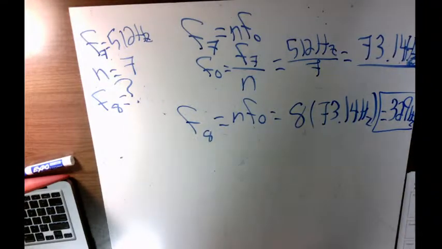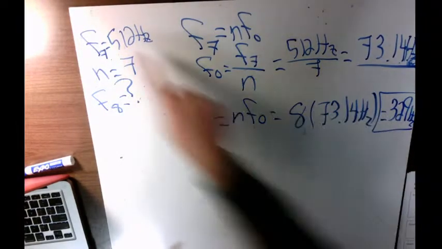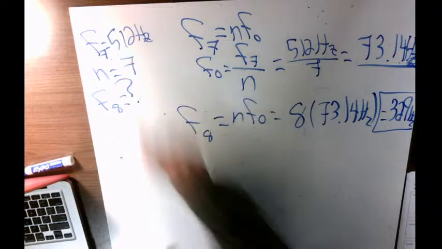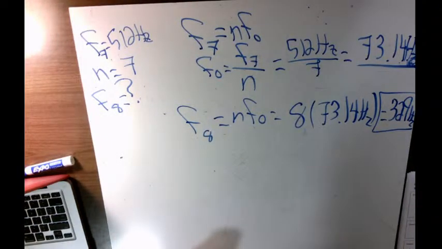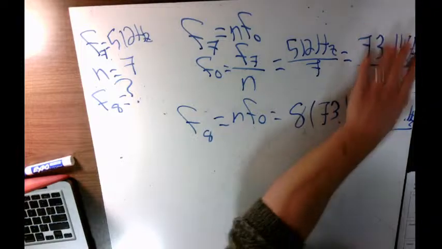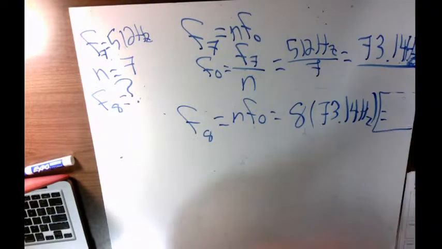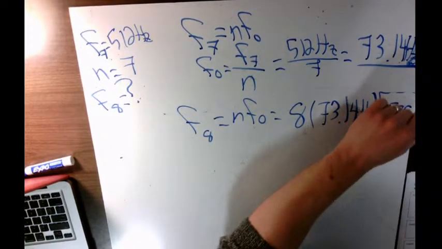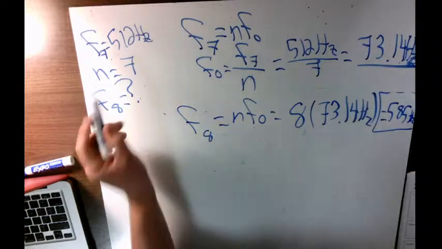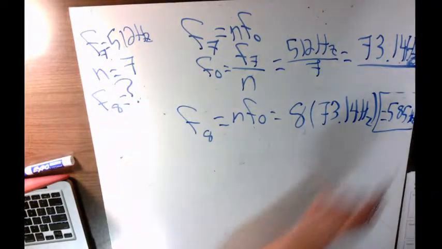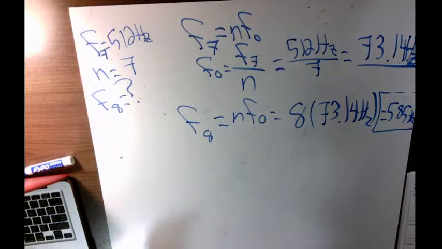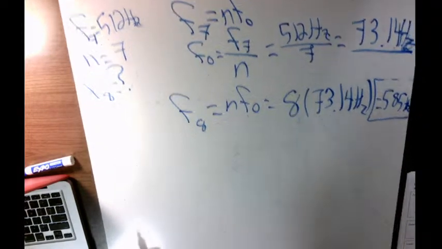So it's 73 hertz more than 512. That should be 585. Sorry. Something did not seem right. 73 more than 512 is 585, not 329. Okay. Hopefully that didn't throw you off too much there. Just checking to see if you're still awake.